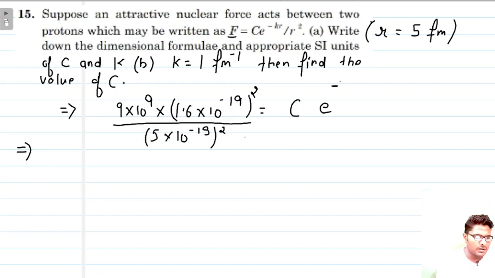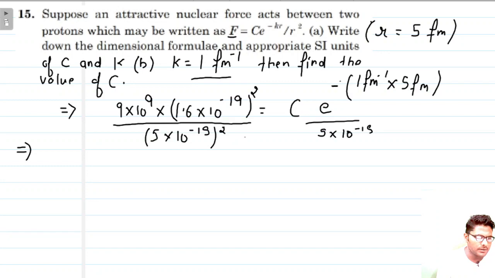minus k r. The value of k given here is 1 Fermi inverse, into r. The value of r is 5 Fermi, over r square, so 5 Fermi square, 5 into 10 raised to power minus 15 squared. So Fermi inverse will get cancelled with the Fermi. Also 5 into 10 raised to power minus 15 squared is common on both sides, so you may cancel this. So this will become 9, and you have solved this many times.